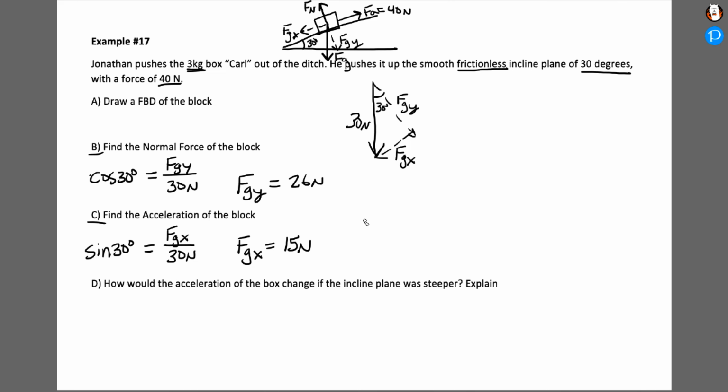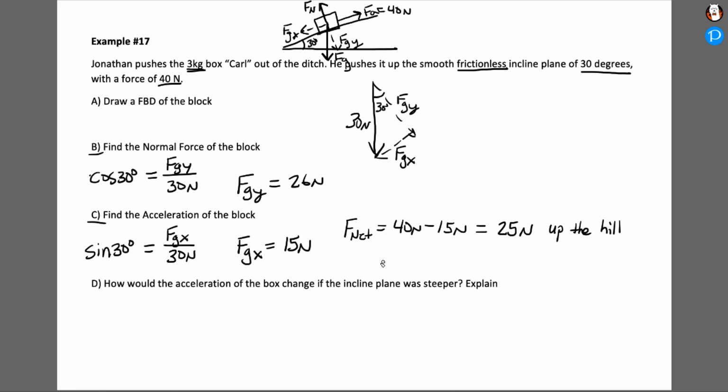And so now what we want to do is figure out what's the net force along here. Well, I've got 40 newtons this way, I've got 15 newtons this way. So net force would be 40 newtons minus that 15 newtons, right? Because they're acting in opposite directions, so I'm going to subtract them from each other. And so the total net force that this box feels is going to be 25 newtons. That's what's left over, and it's going to be pushing up this way. So we could say 25 newtons up the hill is my net force.